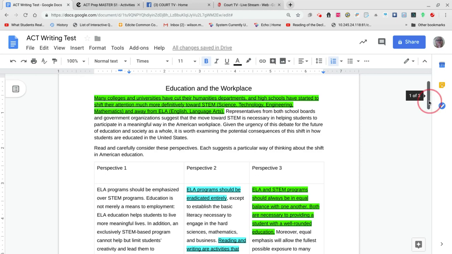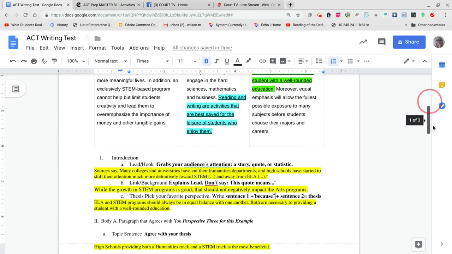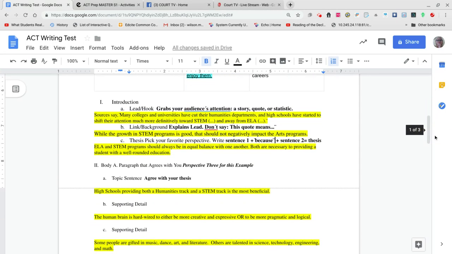Okay, so my example would be, sources say many colleges and universities have cut their humanities departments, and high schools have started to shift their attention much more definitively towards STEM and away from ELA. The ellipsis here, the 3 dots, just means I left something out.